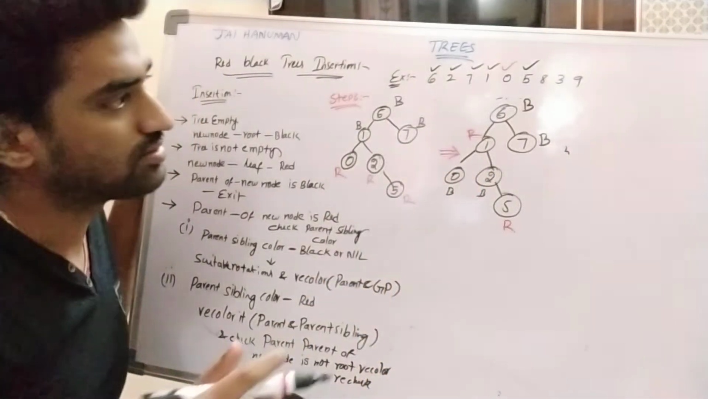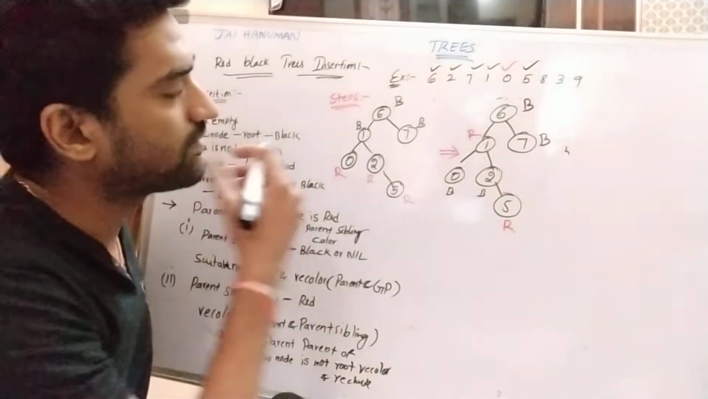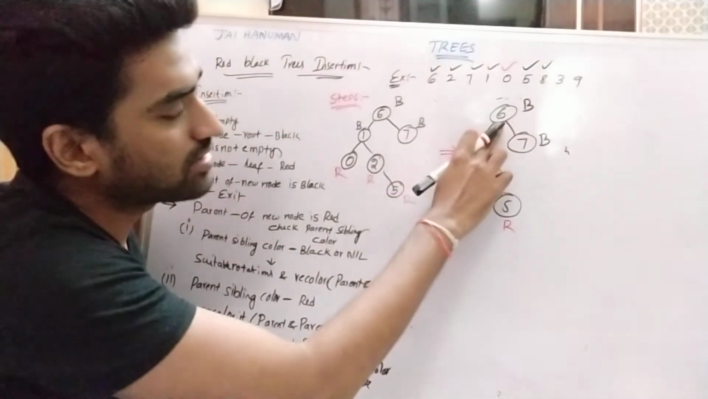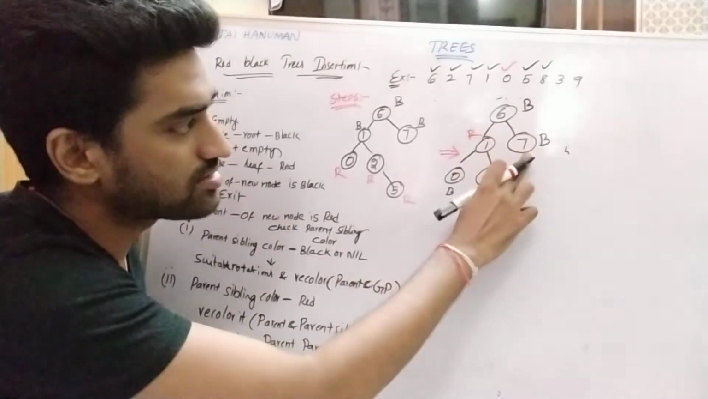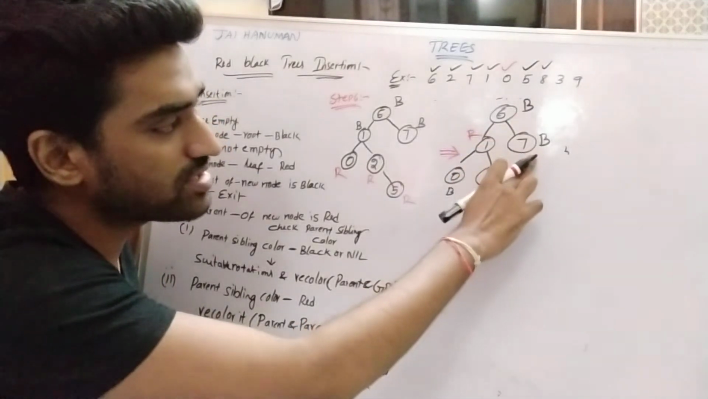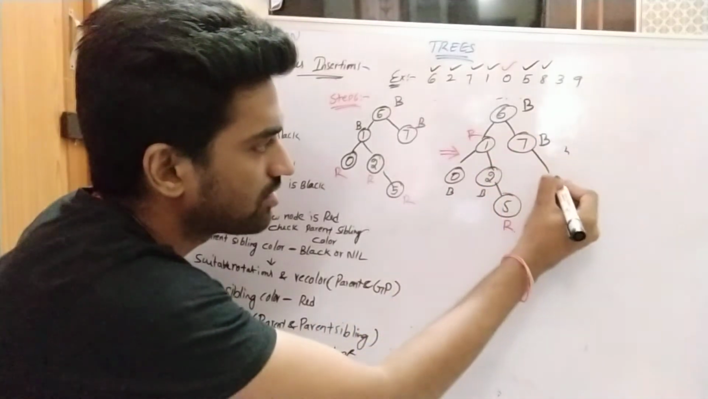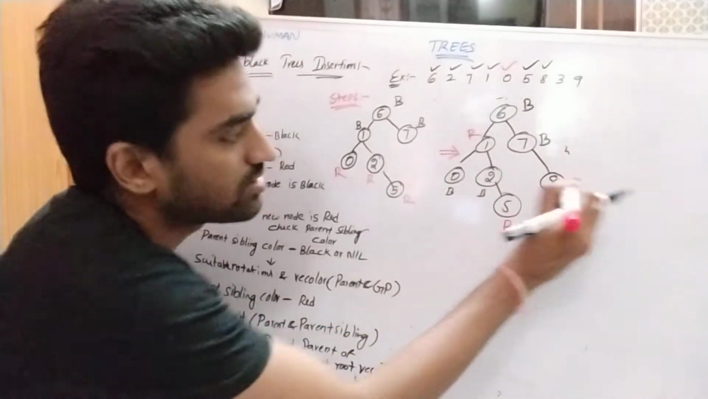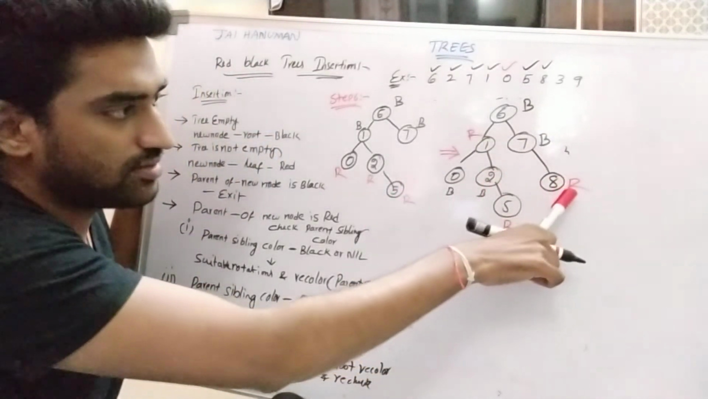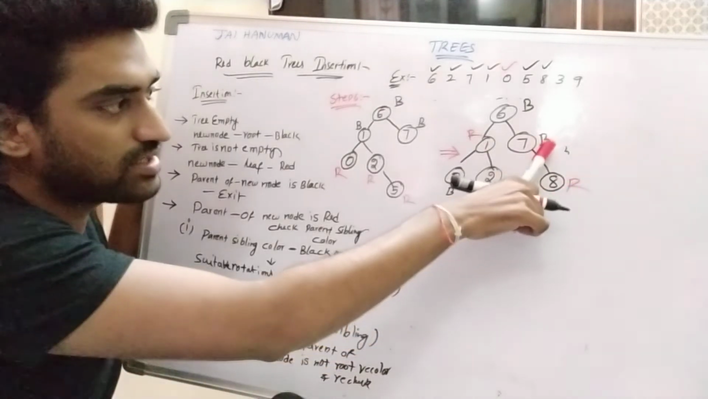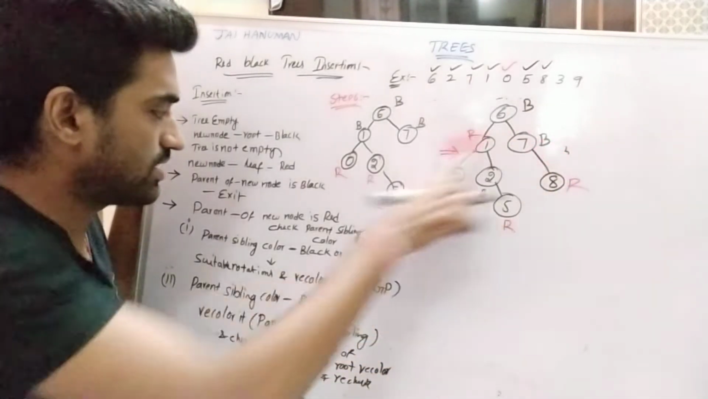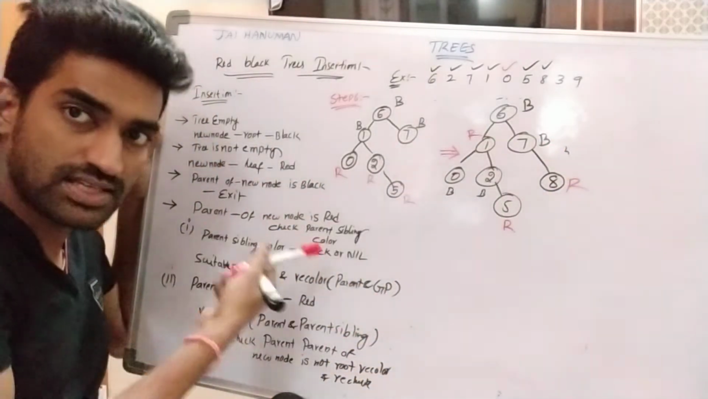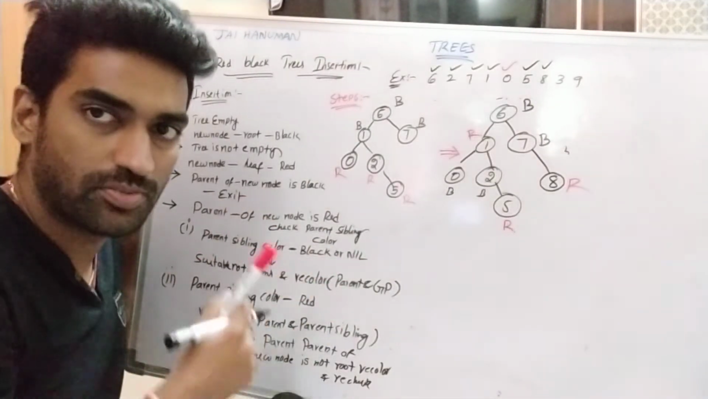Next 8. So I am inserting 8. When compared to 6, 8 is greater. When compared to 7, 8 is also greater. So that's why we are inserting it at the right of 7. The newly inserted node is red. Here the newly inserted node's parent is black, then exit. Only when the newly inserted node is red are we performing these operations. Otherwise there is no need to perform these operations.